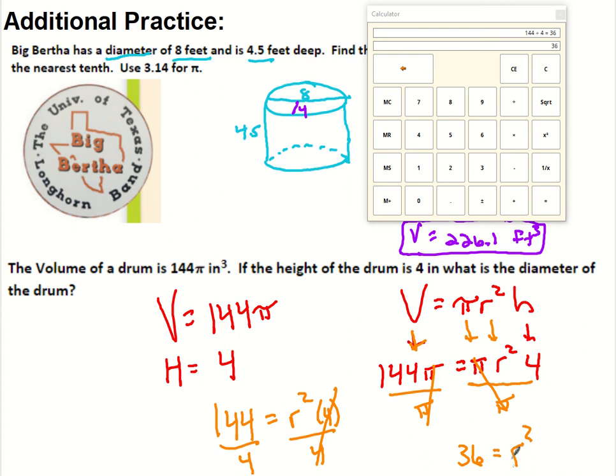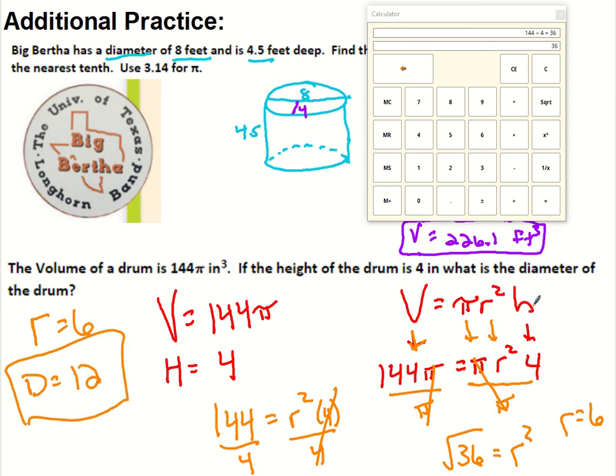Well, so that means if I'm just finding out what squared equals 36, that means I'm trying to find the square root of 36. So the radius has to be 6, because 6 times 6, 6 squared is 36. So once you find your radius, you can double that to figure out the diameter is 12. Because that's what the question asked me for. So the big thing here, plug in the values into the original formula. Get rid of pi right away by dividing by pi, and then just solve by also dividing by the height that you were given.